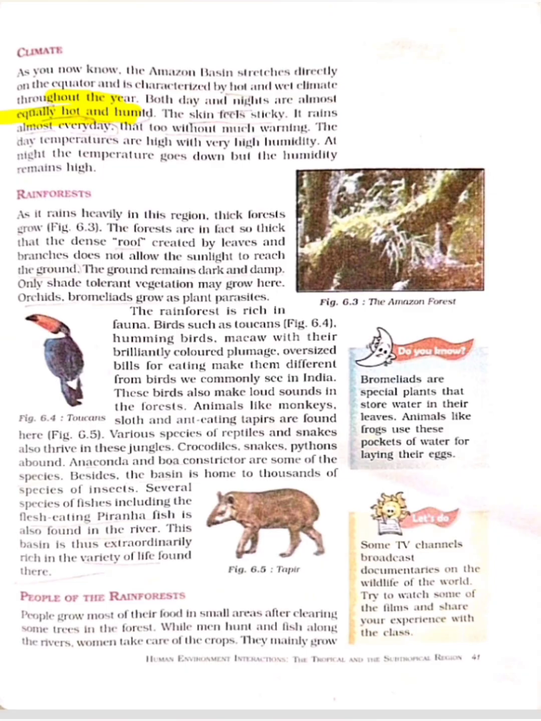Various species of reptiles and snakes also thrive in these jungles. Crocodiles, snakes, pythons, the anaconda, and the boa constrictor are considered some of the dangerous species. Besides, the basin is home to thousands of species of insects. Several species of fishes, including the flesh-eating piranha, are also found in the river. This basin is thus extraordinarily rich in the variety of life found there. So we can conclude that there is a rich variety of fauna as well as flora, fishes and reptiles, and thick forest.